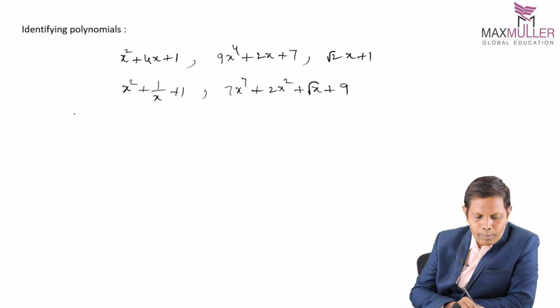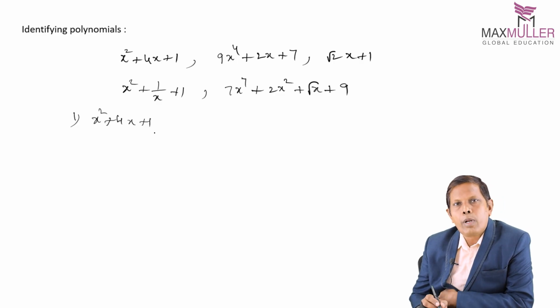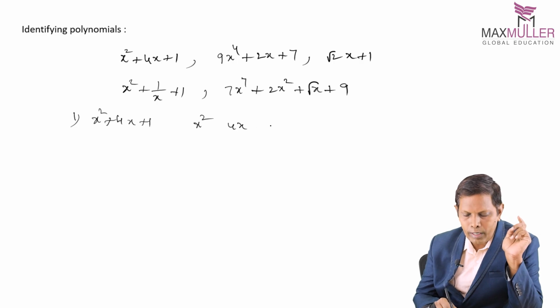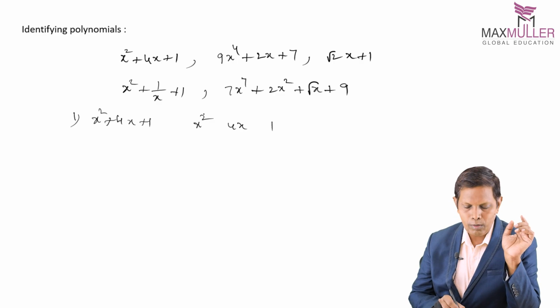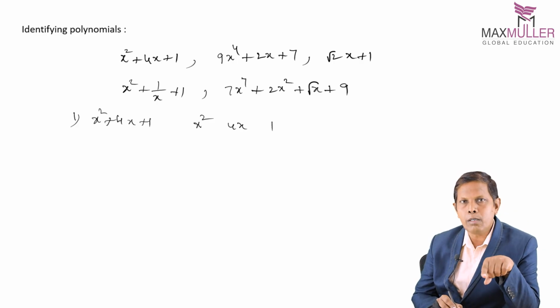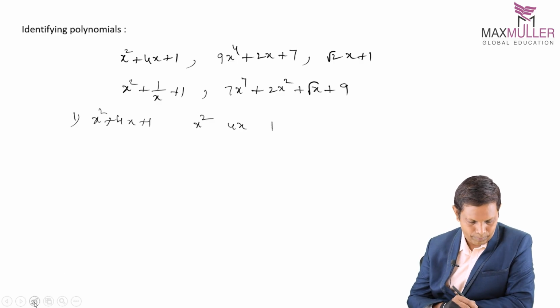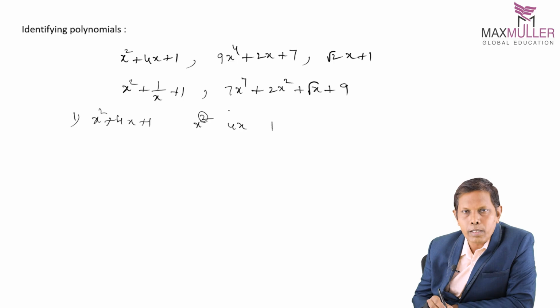So the first equation I am taking: x square plus 4x plus 1. If I observe the first one, x square, 4x and 1, here 3 monomials are there. Mono in the sense single terms. So first of all, what is the degree of the first term? The degree of the first term is 2.